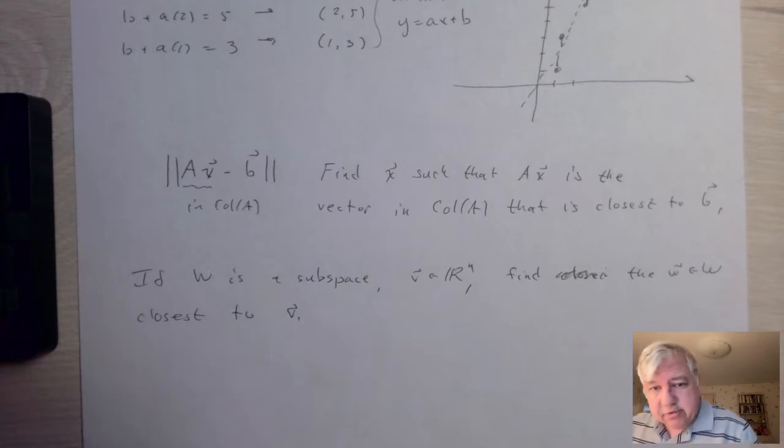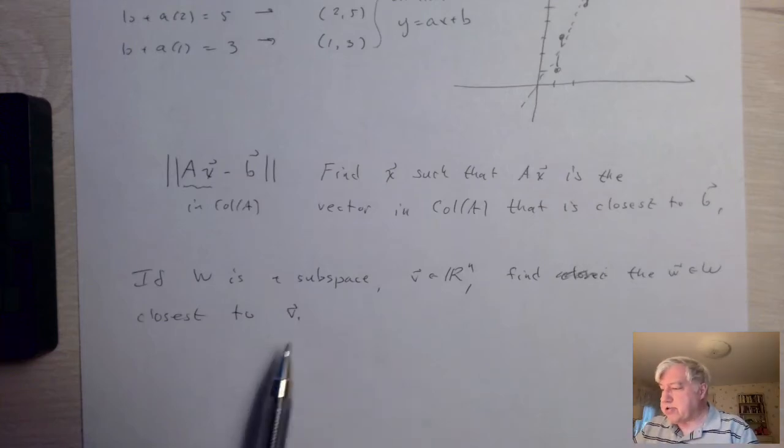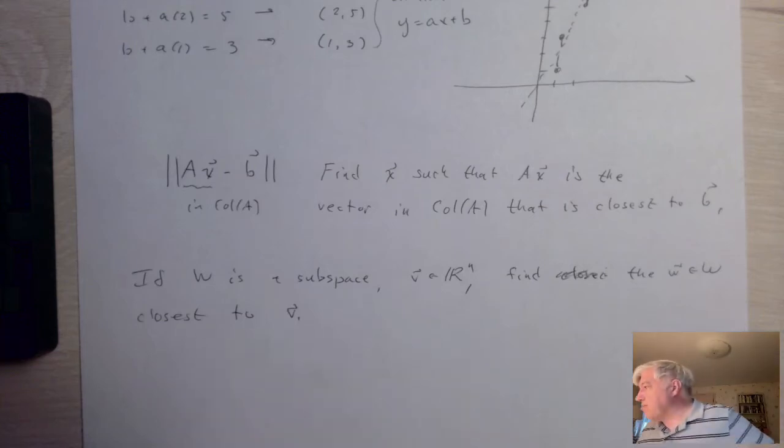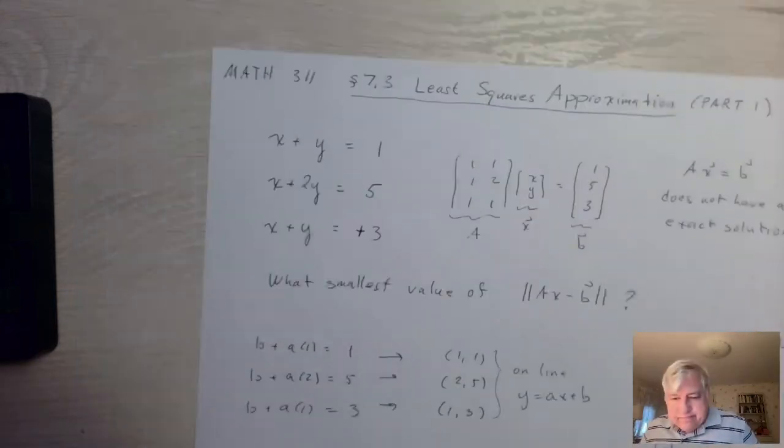Now, such a vector does exist, and it's actually going to be the projection vector, the projection of V into W. So that's what we're going to prove right now, and then we'll come back to this problem at the end.